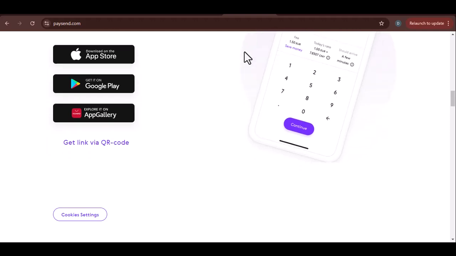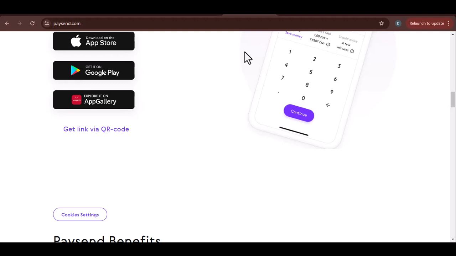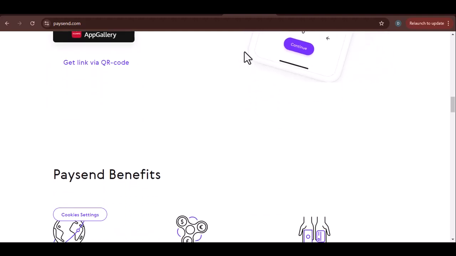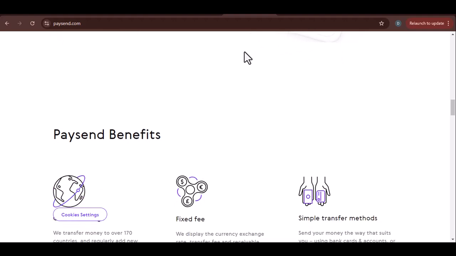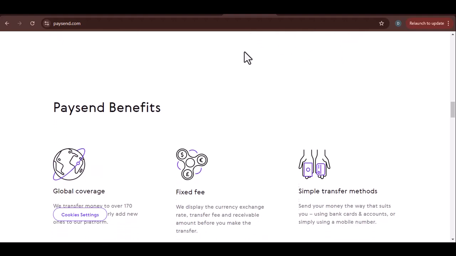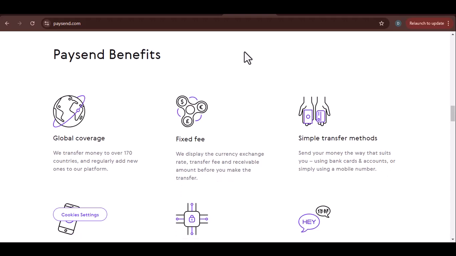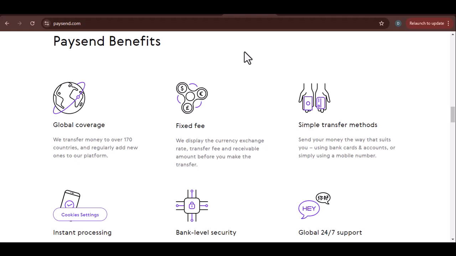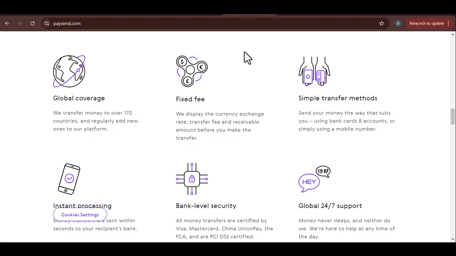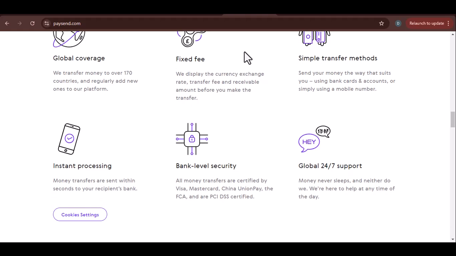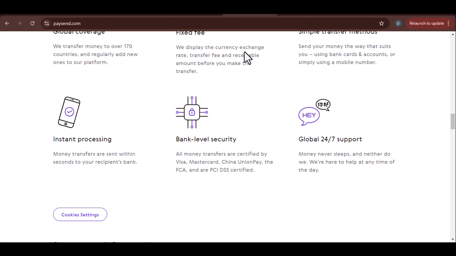Addressing common concerns. Fees. Discuss how fees might impact the overall amount you can send, considering the fees charged by Paysend and any potential fees from your bank or other intermediaries. Currency conversion. Explain how currency conversion rates can affect the amount you receive in the recipient's currency. Security. Address concerns about security and fraud prevention measures implemented by Paysend.